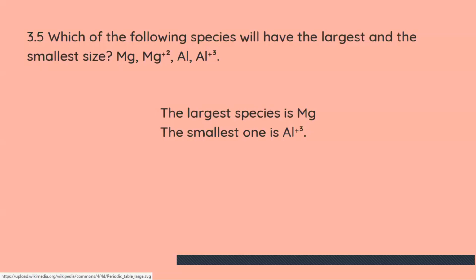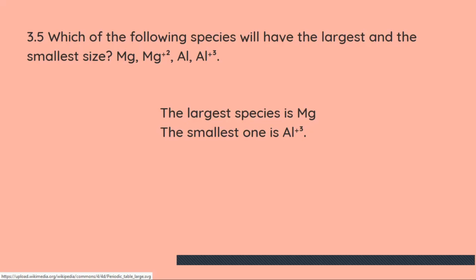Now, if you remember, we discussed the cation size. Magnesium has only lost 2 electrons, whereas aluminium has lost 3 electrons, which means the effective nuclear charge is going to be much higher. So the smallest one of the lot will be the aluminium ion, Al3+, and the largest species will be magnesium, because from left to right, the atomic radius is going to decrease.